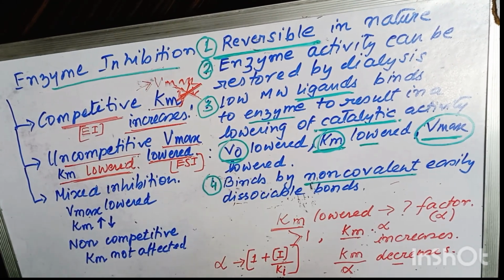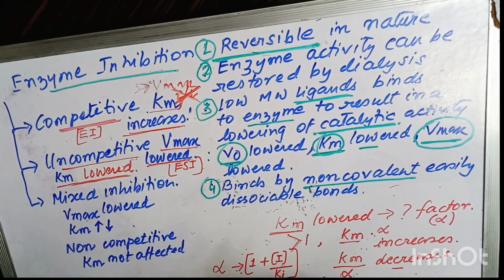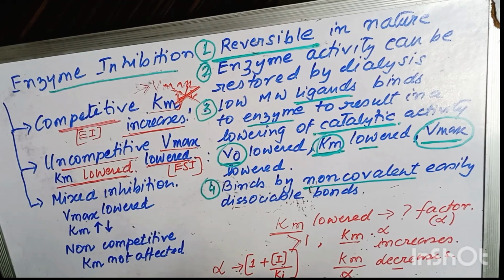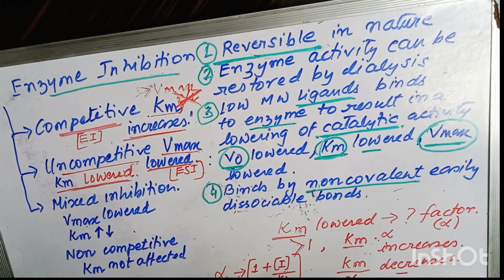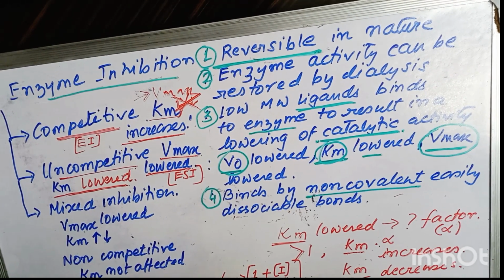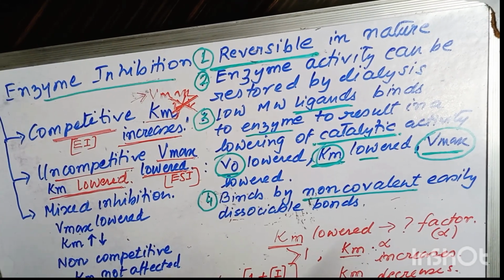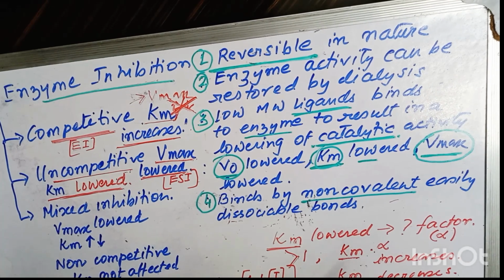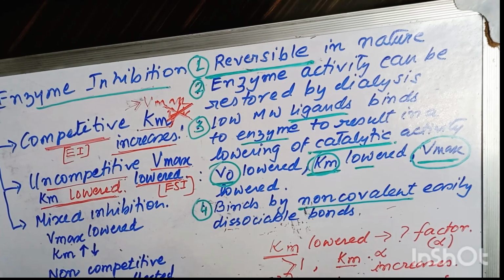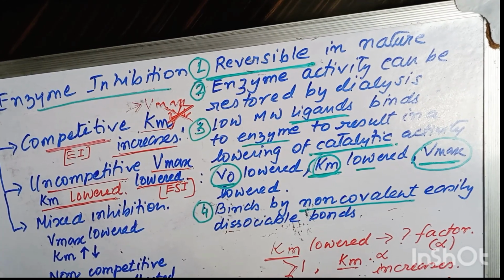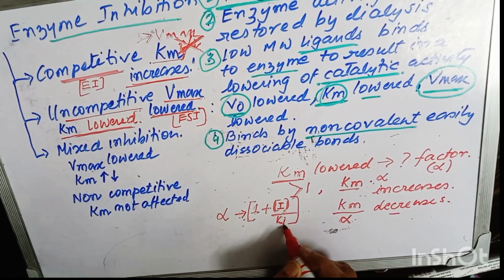I told you about Km. Km is a composite of rate constants. I showed you, K1 plus K2 by K1 plus K minus 1 by K2. I told you that the previous day while we derived the Michaelis-Menten equation. So it is a ratio of rate constants. Here also, alpha is a factor which is greater than 1, and it is 1 plus I, the inhibitor concentration, by Ki.